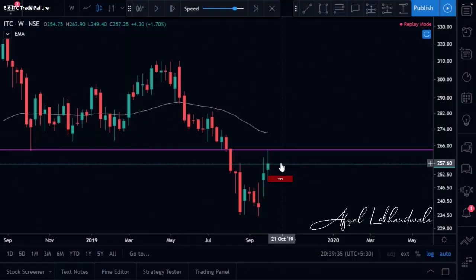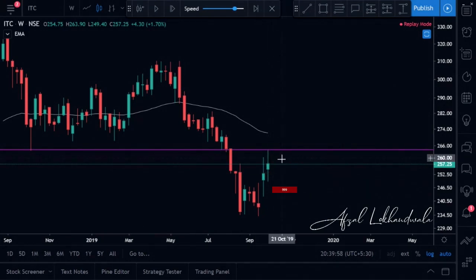So here we are on the weekly chart of ITC. We can see that the price has arrived at an important area, which is the monthly resistance. The price has made a good wick rejection. The issue is the lower tail. We don't love this lower tail. We just want to see this upper wick rejecting the monthly resistance.